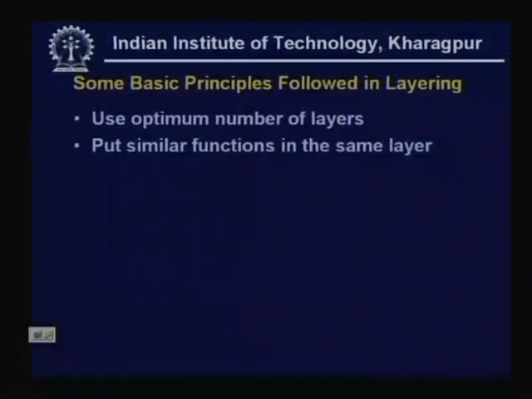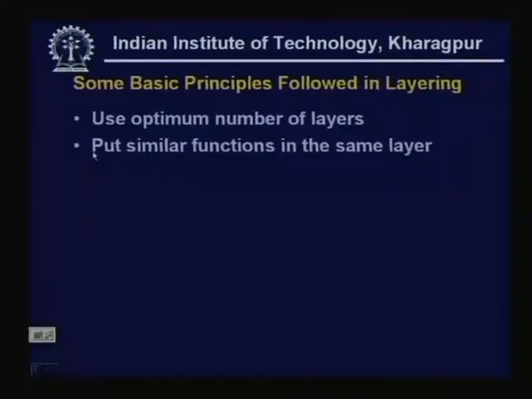And whenever we shall be doing layering, we have to follow some principles to do the layering, to do the partitioning. What is the first principle to be followed? First principle is, we have to use an optimum number of layers. The number of layers into which the complex problem will be divided should not be too large, should not be too small. If it is too small, suppose a complex problem is divided into two subtasks, then what will happen? Each subtask will remain again of high complexity.